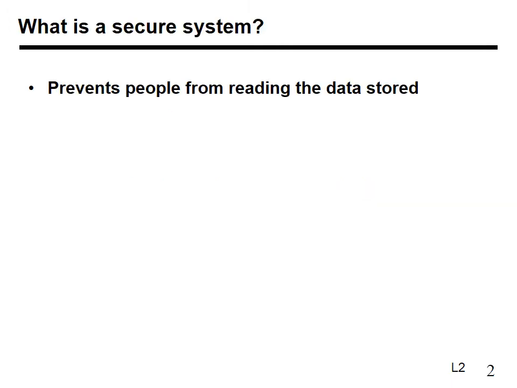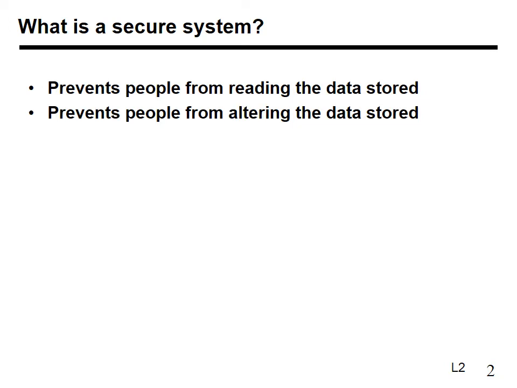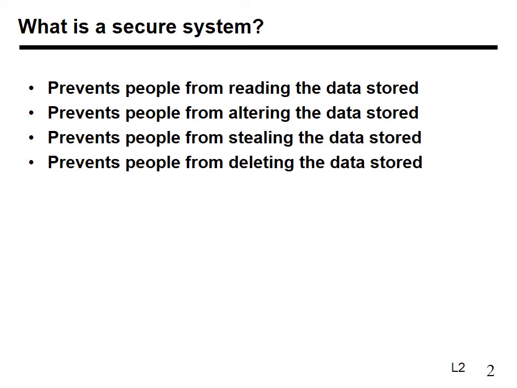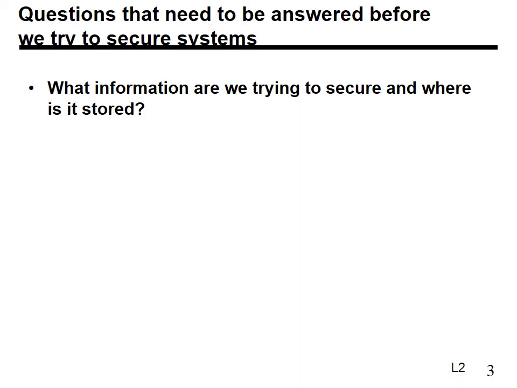So what is a secure system? What attributes should a secure system have? Well, it should prevent people, at least unauthorized people, from reading the data stored. Prevent unauthorized people from altering the data which is being stored. Prevent people from stealing the data which is being stored, or even worse, prevent people from deleting the data which is being stored. So these are all properties of a secure system.